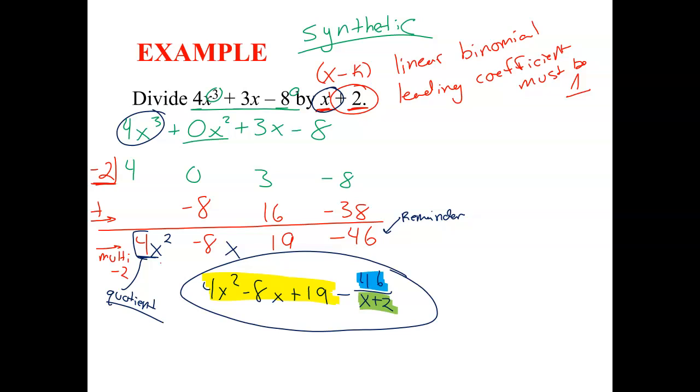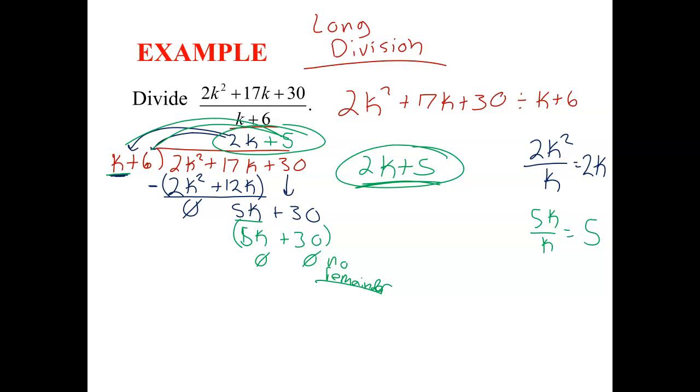So when you have a remainder, whether you're doing long division or synthetic division, that's how you write your solution with a remainder. If there's no remainder, then you don't need that last part. It's just a quotient. If you have a remainder, you need to write it in this notation. Okay. Long division. So synthetic division here, on the last one, we could have done synthetic division as well because it's a linear binomial with a leading coefficient of 1. So when you have that, you can do either one.